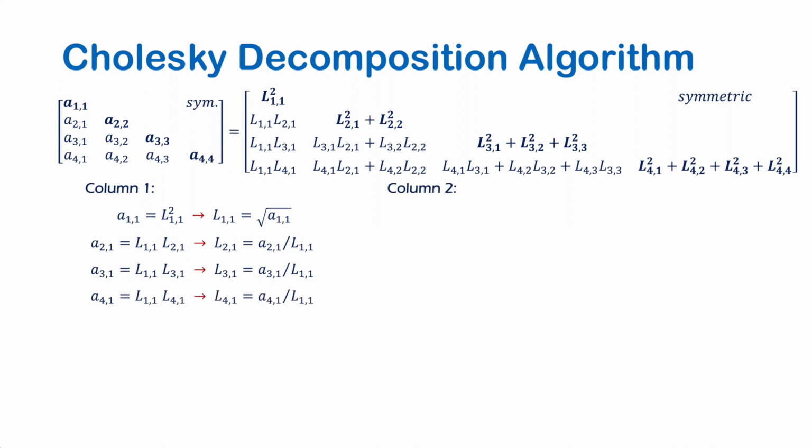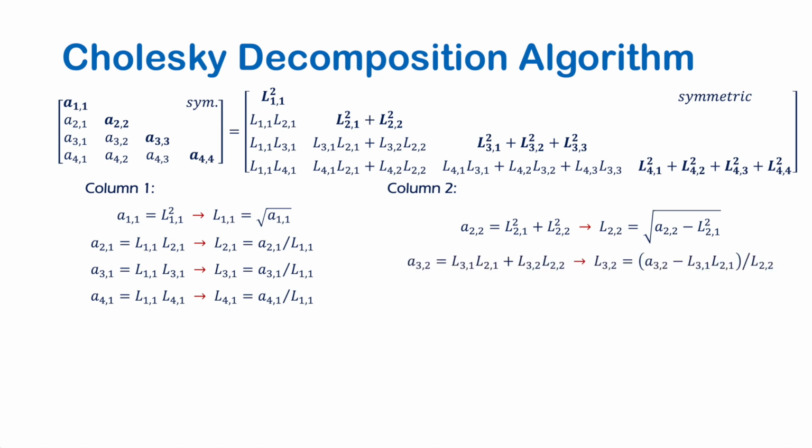The elements of column 2 of the lower matrix can be found by using the calculated elements in column 1. The element L22 is found by using A22 and L21 from the first column and second row. L32 is found by using A32, L31 and L21. L42 can be found also in the same way.